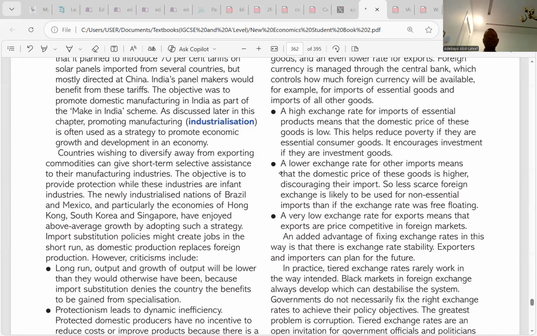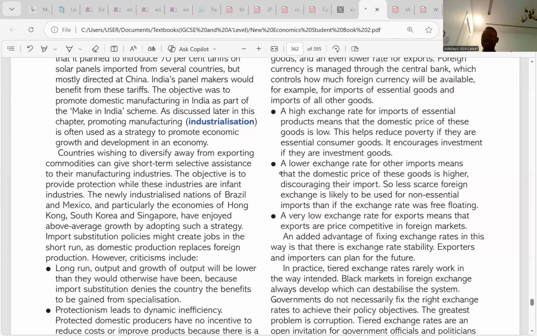Now let's look at the consequence of setting different rates of exchange on different goods. A high exchange rate for imports of essential products means that the domestic price of these goods is low. This helps reduce poverty if they are essential consumer goods. It encourages investment if they are investment goods. So a high exchange rate for imports of essential products means that the domestic price becomes cheaper.